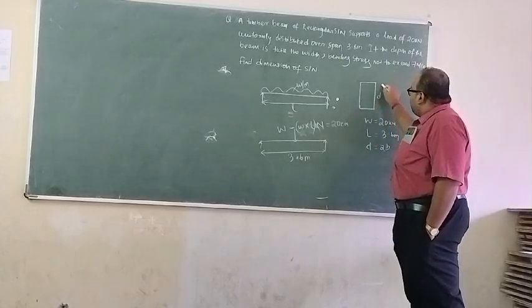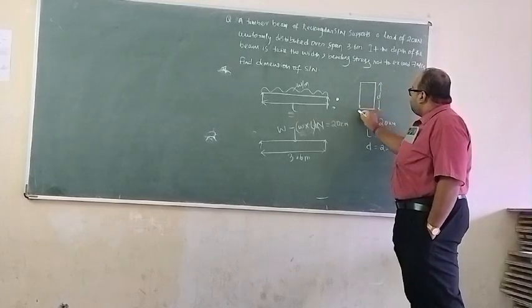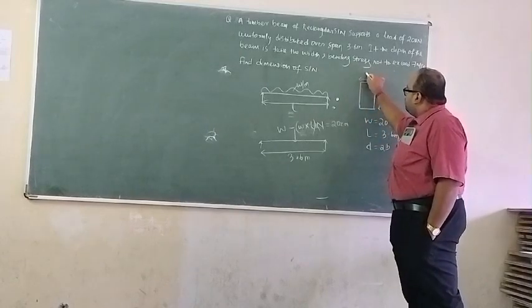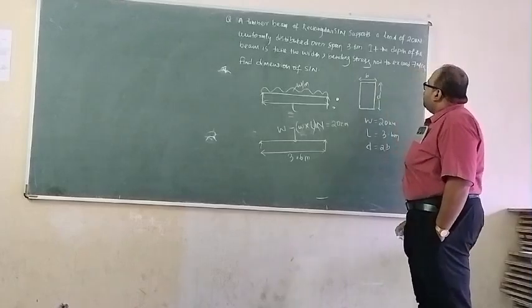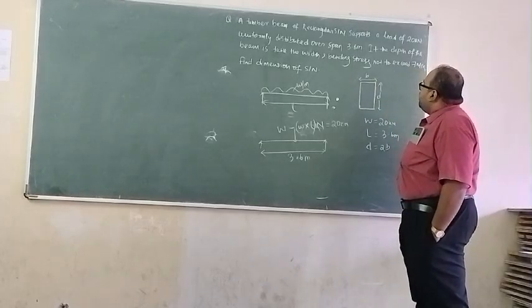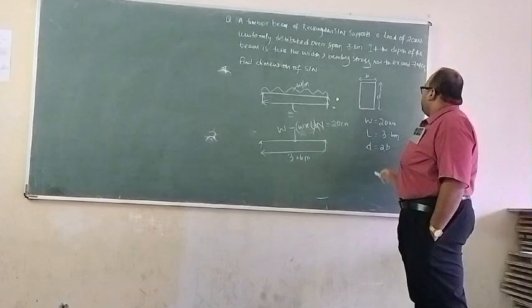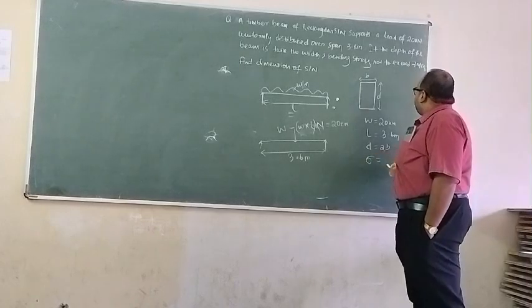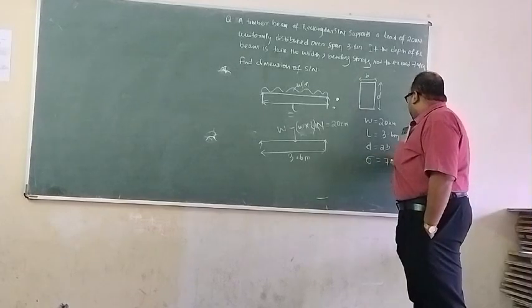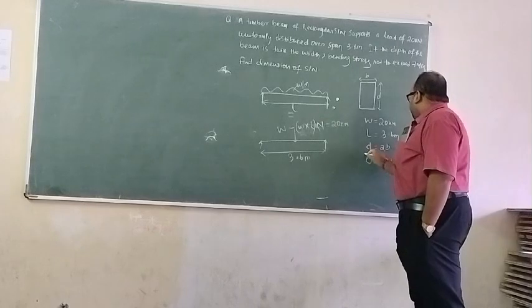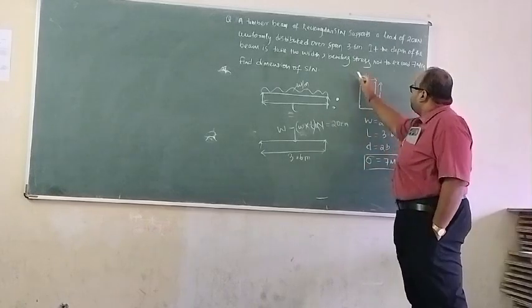2B. So this is our D, depth of the beam. This is the width of the beam. So D equals 2B. And bending stress not to exceed the highest value, given 7 MPa. See, bending stress.